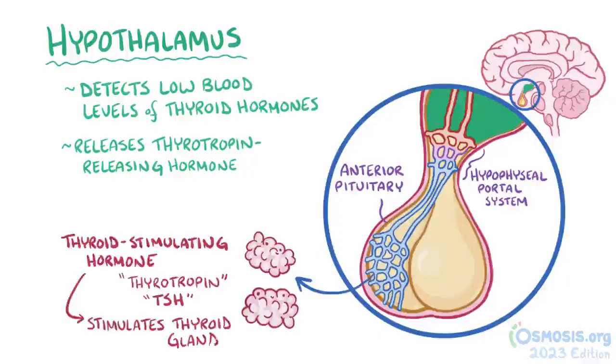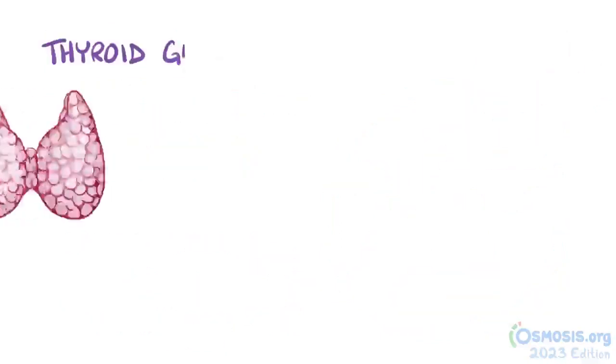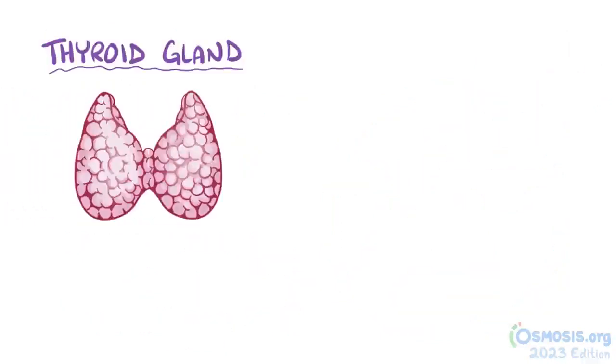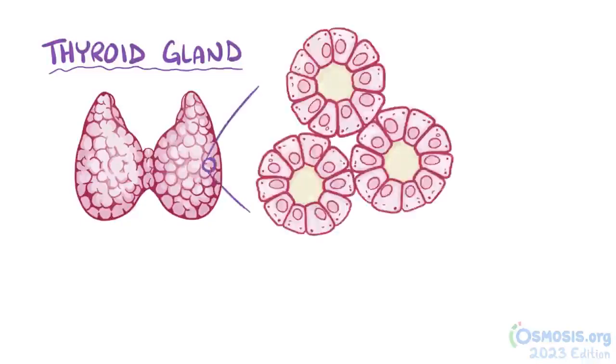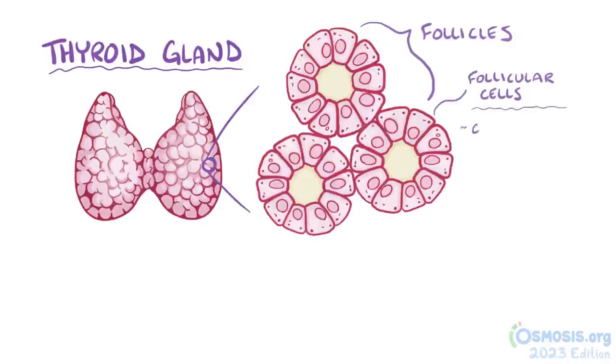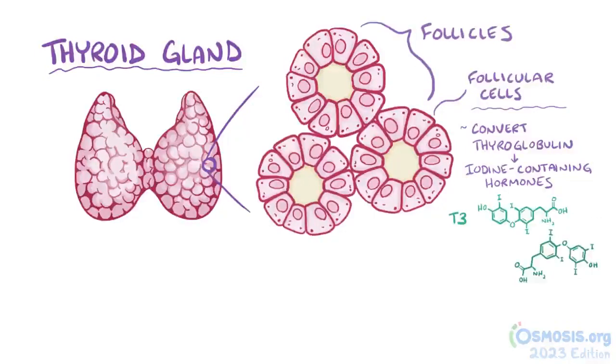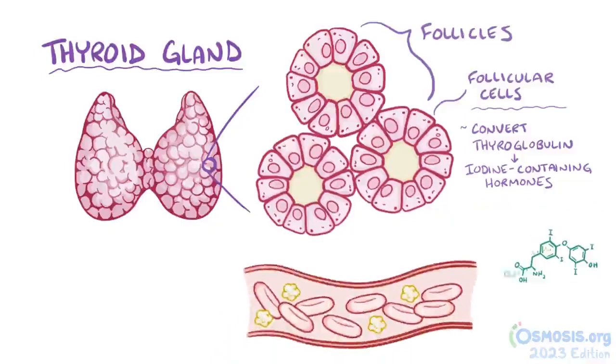TSH stimulates the thyroid gland, which is a gland in the neck that looks like two thumbs hooked together in the shape of a V. The thyroid gland is made up of thousands of follicles, which are small spheres lined with follicular cells. Follicular cells convert thyroglobulin, which is a protein found in follicles, into two iodine-containing hormones, triiodothyronine, or T3, and thyroxine, or T4. Once released from the thyroid gland, these hormones enter the blood and bind to circulating plasma proteins.